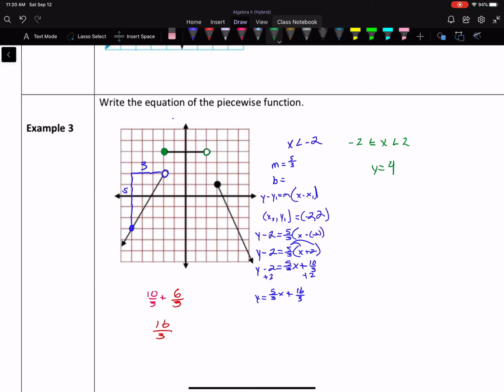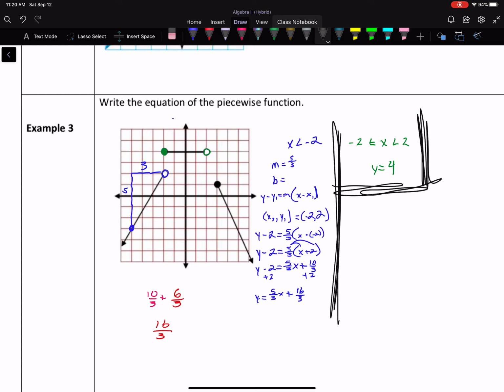So now let's go ahead and find number 3. Same thing here. Let's try to split up my workspace a little bit. Okay. Same thing. We need M. We need B. Slopes are pretty easy to find. Pick 2 points, count rise over run. So my slope is -2.